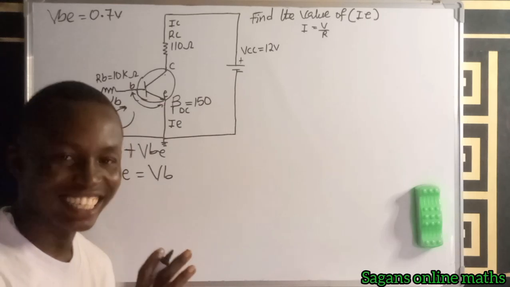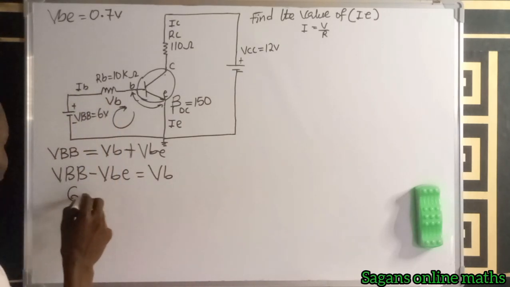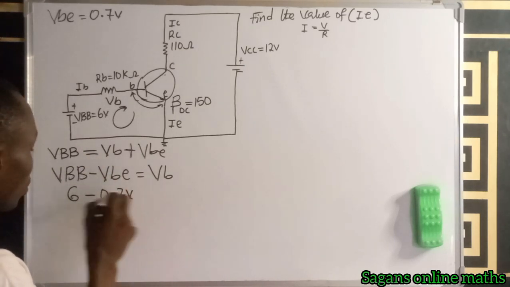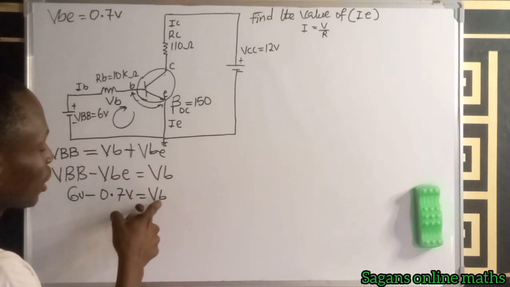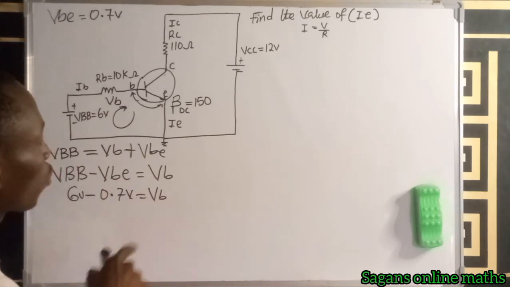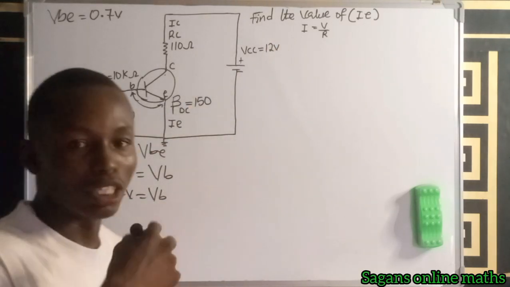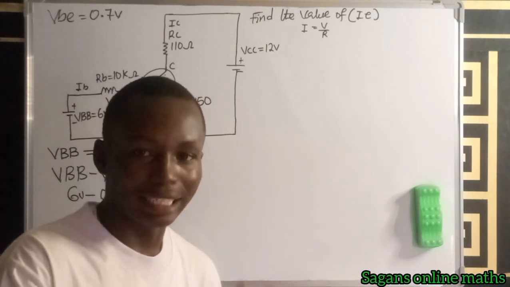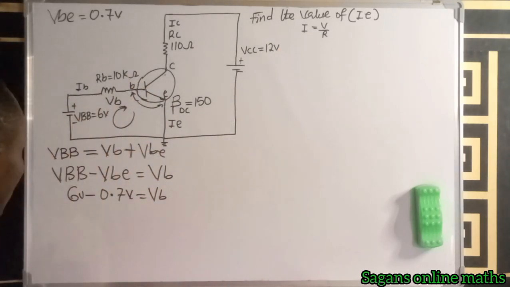Right? It's amazing. So we are given our VBB, which is 6 volts. It means that 6 minus 0.7 volt is equal to VB. We are looking for the base voltage. Why are we looking for it? If we can know it, we can know our IB. Because by Ohm's law, the current that flows in a metallic conductor is directly proportional to the total voltage. That's what we're looking for, VB, right?